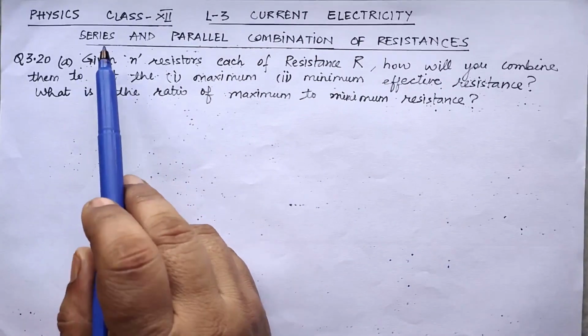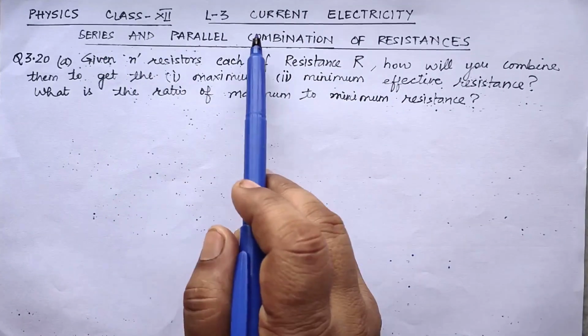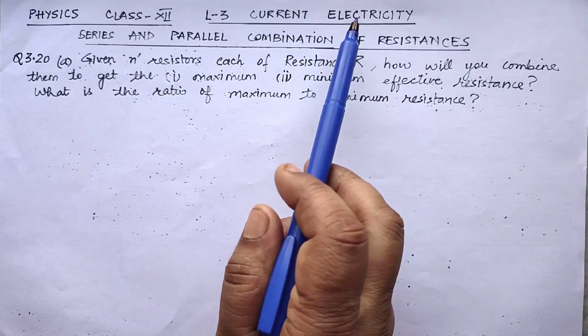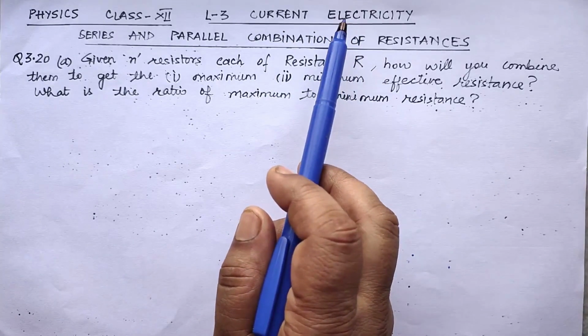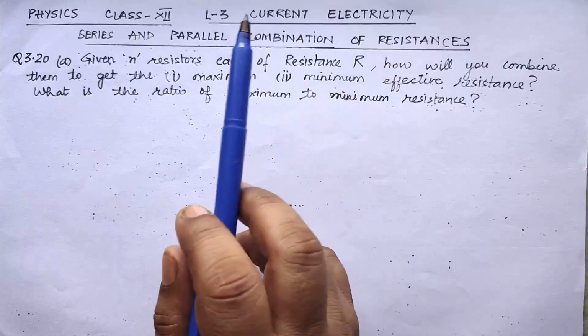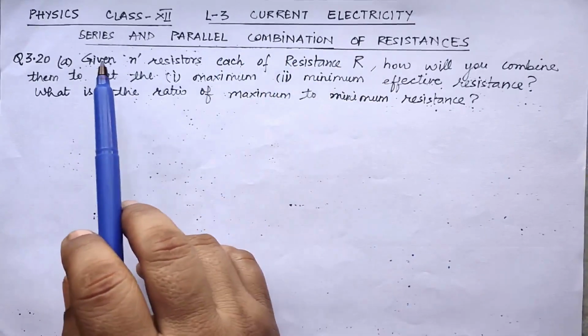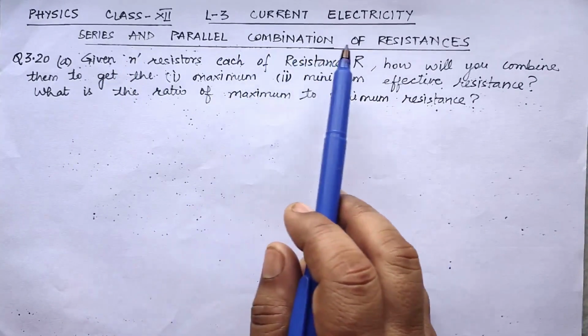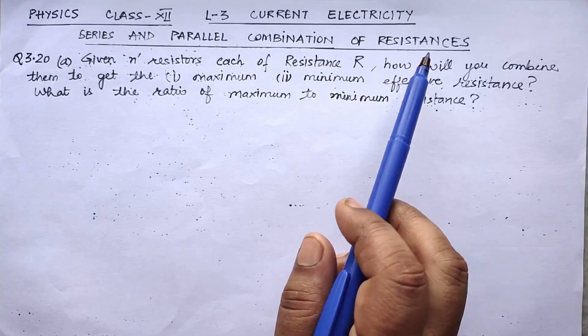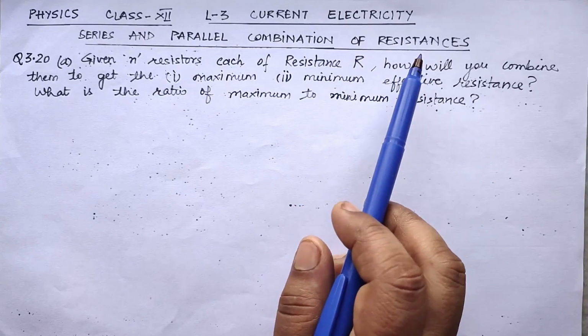We will take up Physics Class 12th, Lesson number 3, Current Electricity. This is book NCERT Part 1. In this chapter, we will take a small topic, series and parallel combination of resistances. We are going to solve the numericals of this topic.